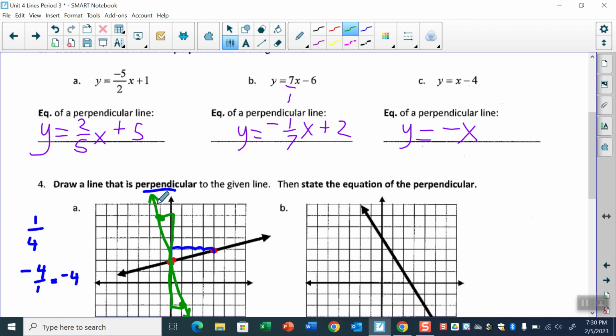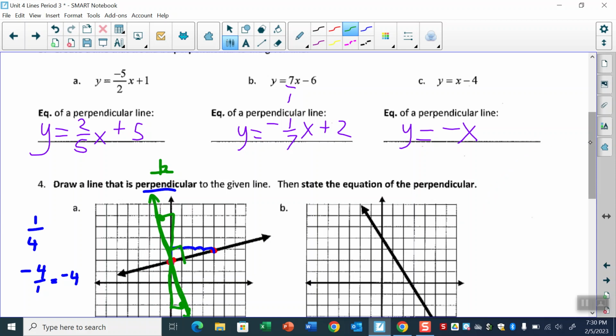All right, and you can kind of see that that would be perpendicular. That forms a right angle there, right? Like a square corner. Perpendicular means you have a right angle, 90 degrees. All right, that's all you've got to do.